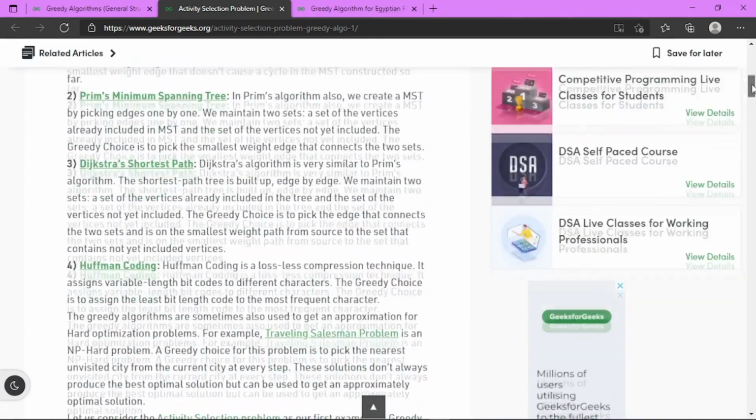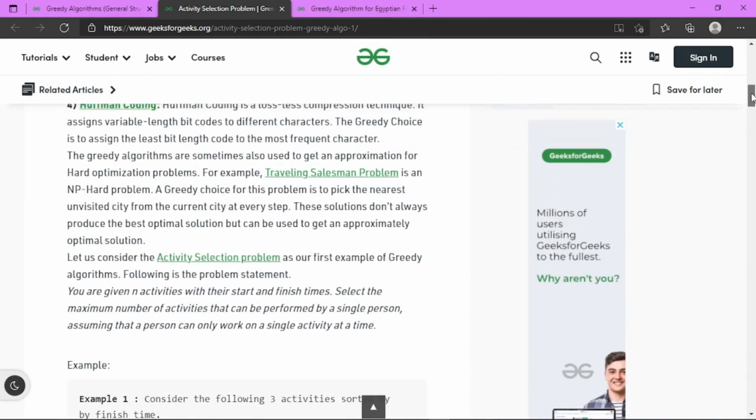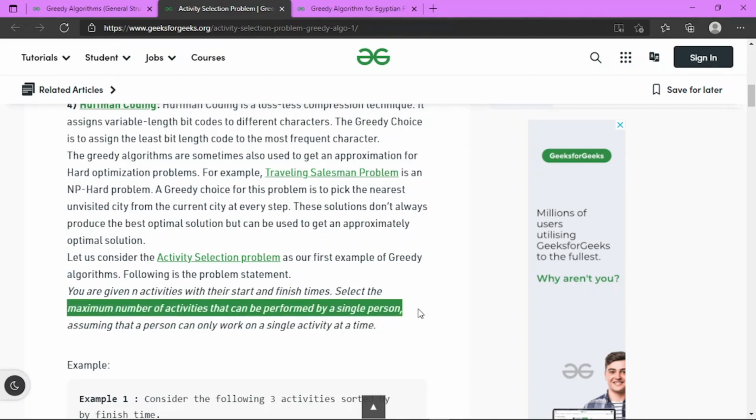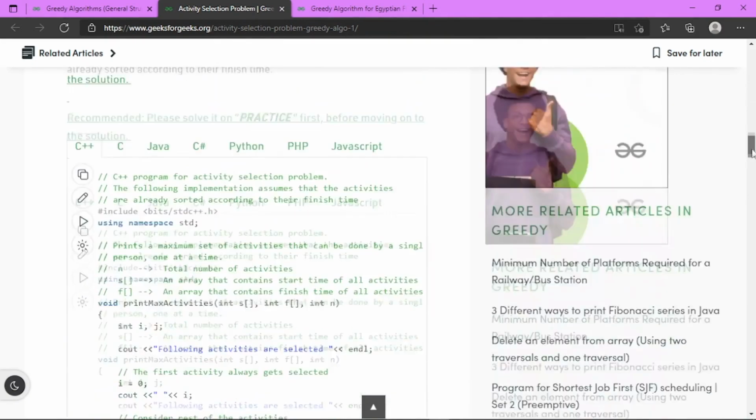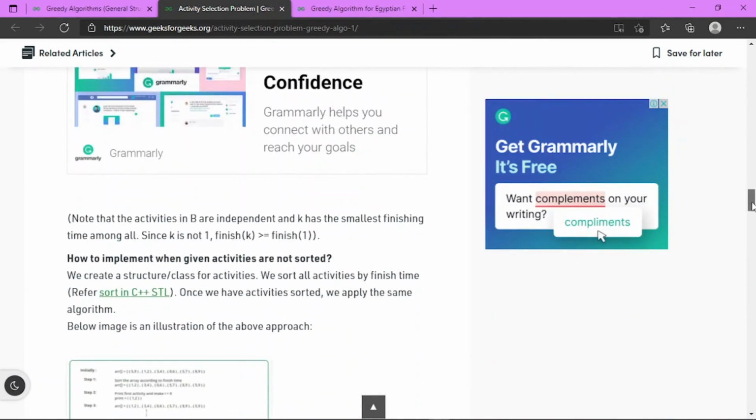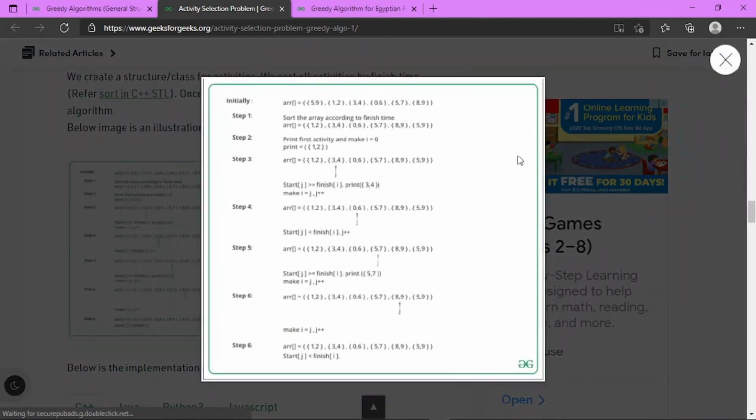Basically, we are given n activities with their start and finish times. How do we select the maximum number of activities that can be performed by a single person, assuming that a person can only work on a single activity at a time? I'll just explain via this image.